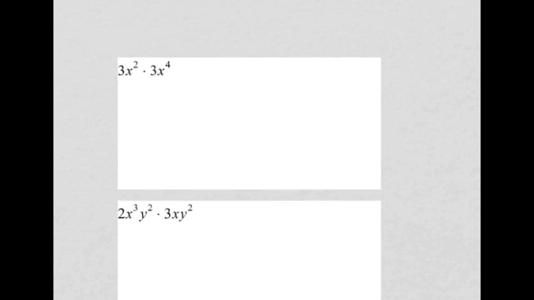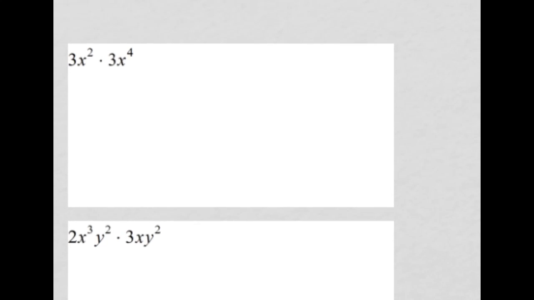Welcome to Station 1. Exponents multiplied with the same base. Your first step is to look at your problem and address whether or not there are any coefficients. There are coefficients right here and right here. That is the big number in front of the variable. You start by multiplying them. 3 times 3 is 9.